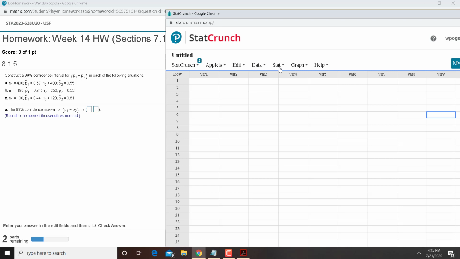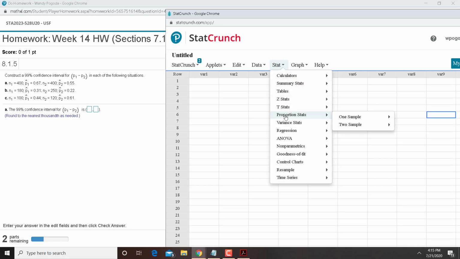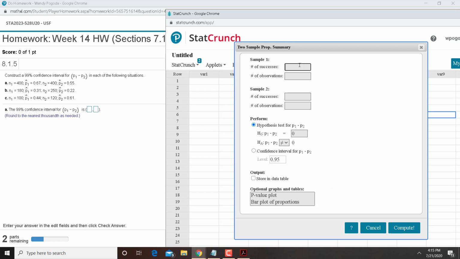Let's see, we want to do a test for differences, so I'm going to go to proportion stats, to sample. All I have is summary information. I don't have the raw data set. So for the first sample, we have 400 observations. It says N1 is 400. For the second one, we also have 400.